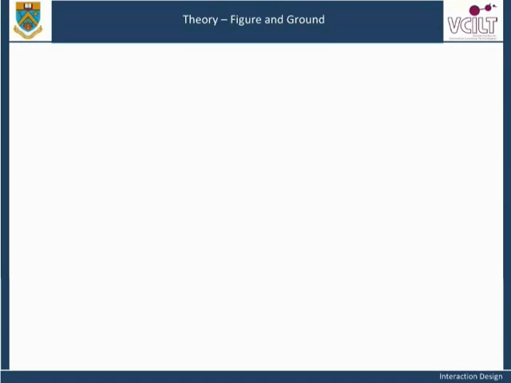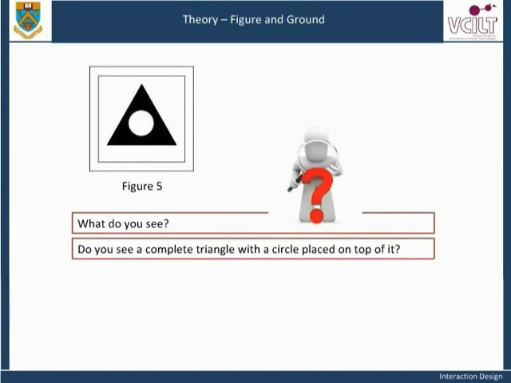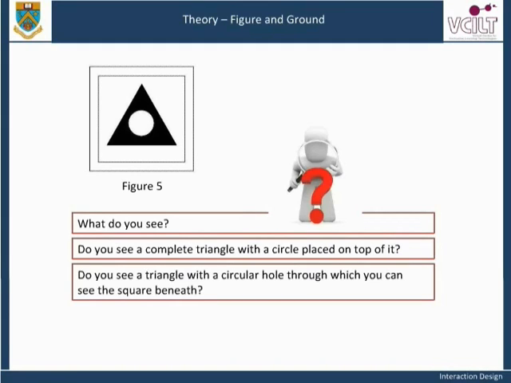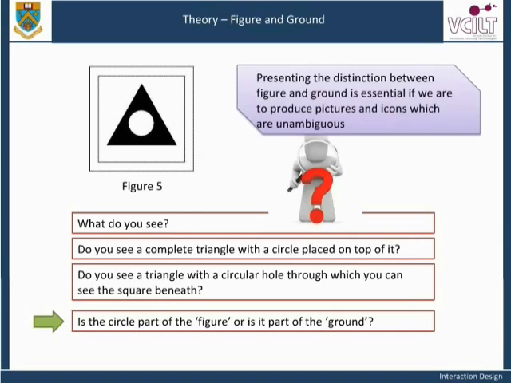One key form in the Gestalt theory is the idea of figure and ground. Look at Figure 5. What do you see? Do you see a complete triangle with a circle placed on top of it? Or do you see a triangle with a circular hole through which you can see the square beneath? In other words, is the circle part of the figure or is it part of the ground? Presenting the distinction between figure and ground is essential if we are to produce pictures and icons which are unambiguous.